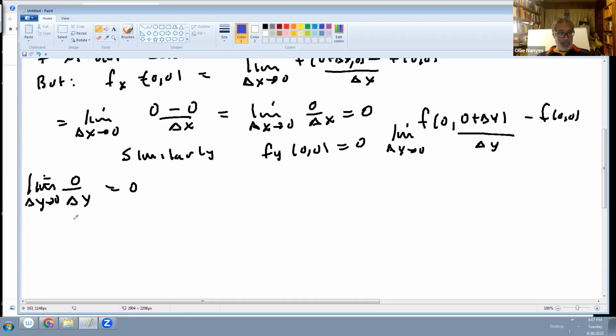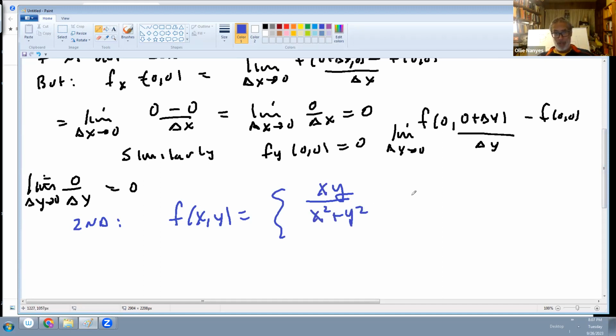Let's do a second one, probably a more common one. And here, let f of x y equal the function x y over x squared plus y squared for x y not the origin, and 0 for x, y equal the origin.